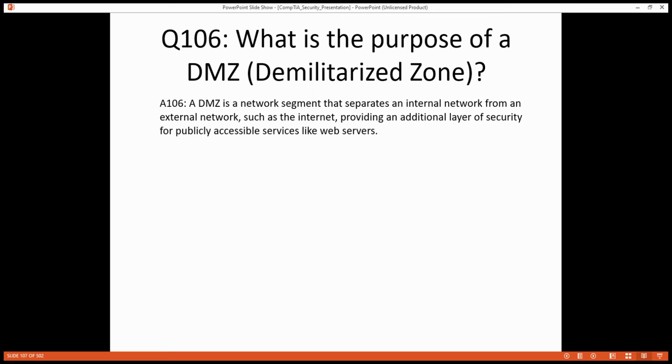Q106. What is the purpose of a DMZ, demilitarized zone? A106. A DMZ is a network segment that separates an internal network from an external network, such as the Internet, providing an additional layer of security for publicly accessible services like web servers.